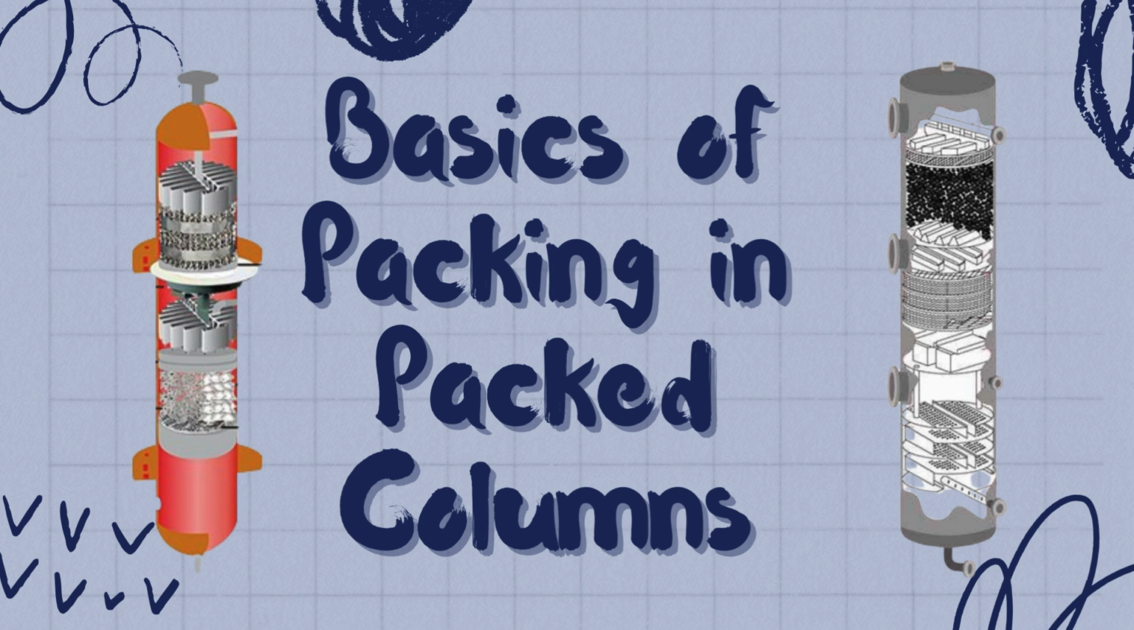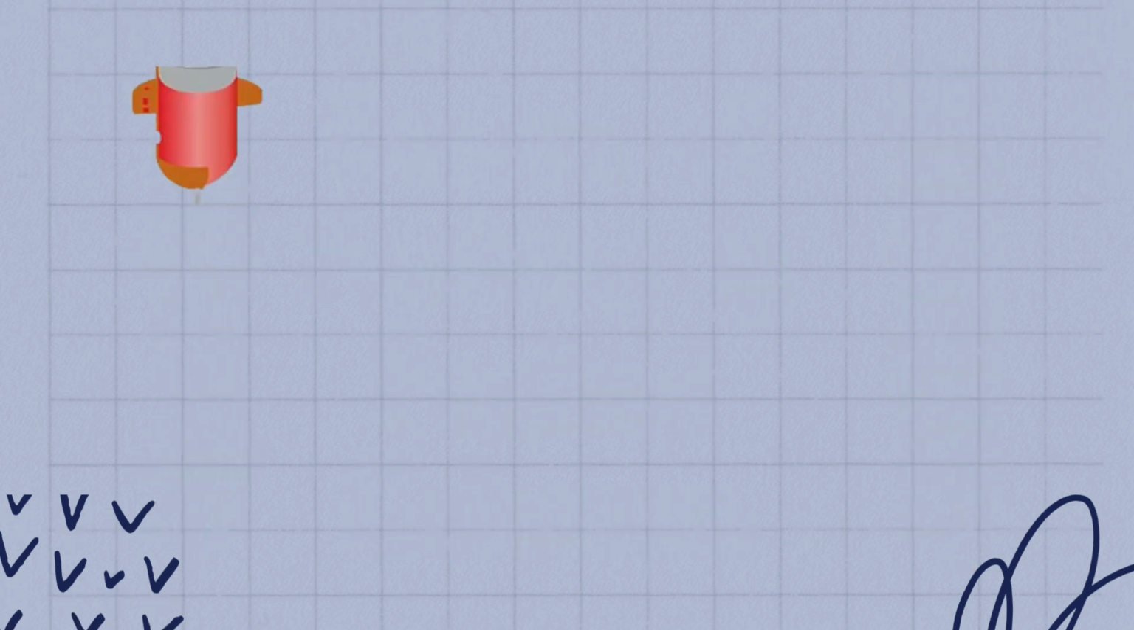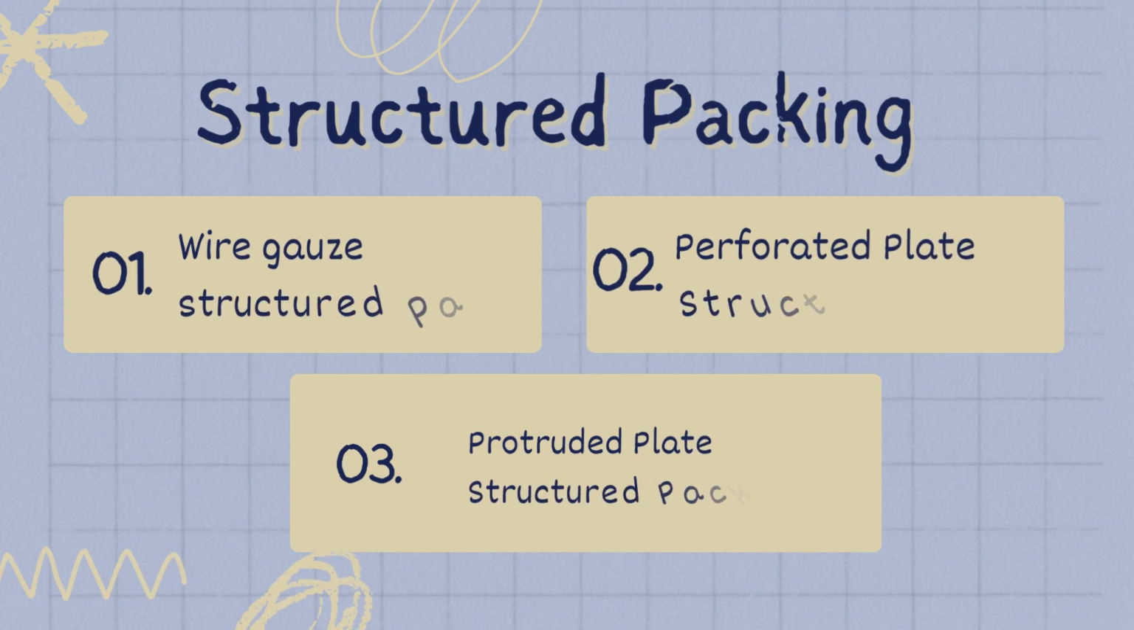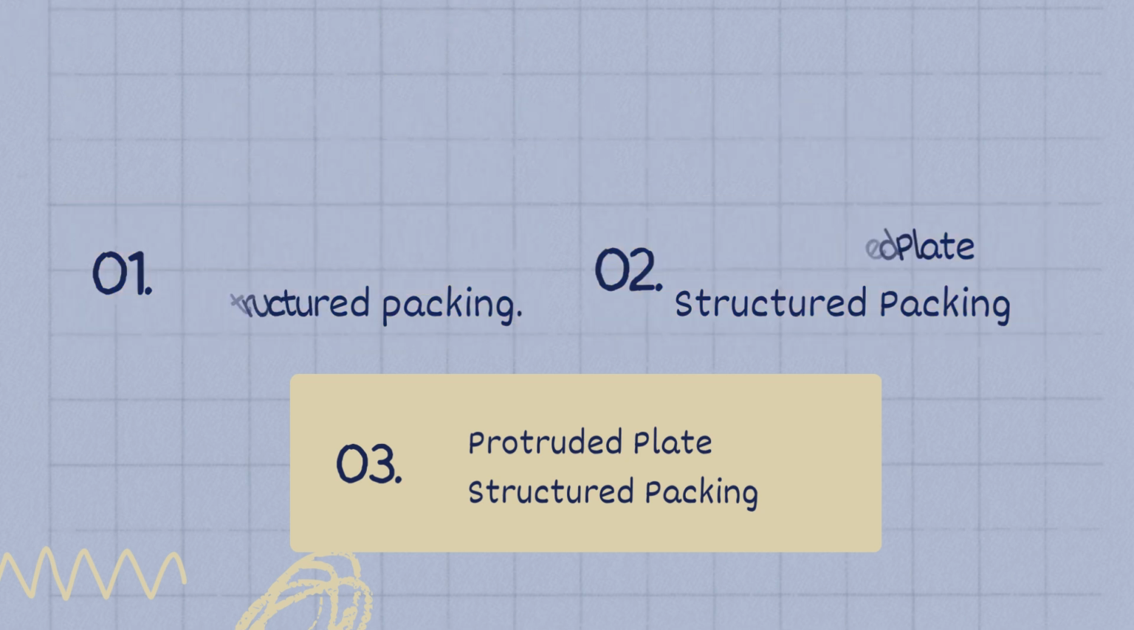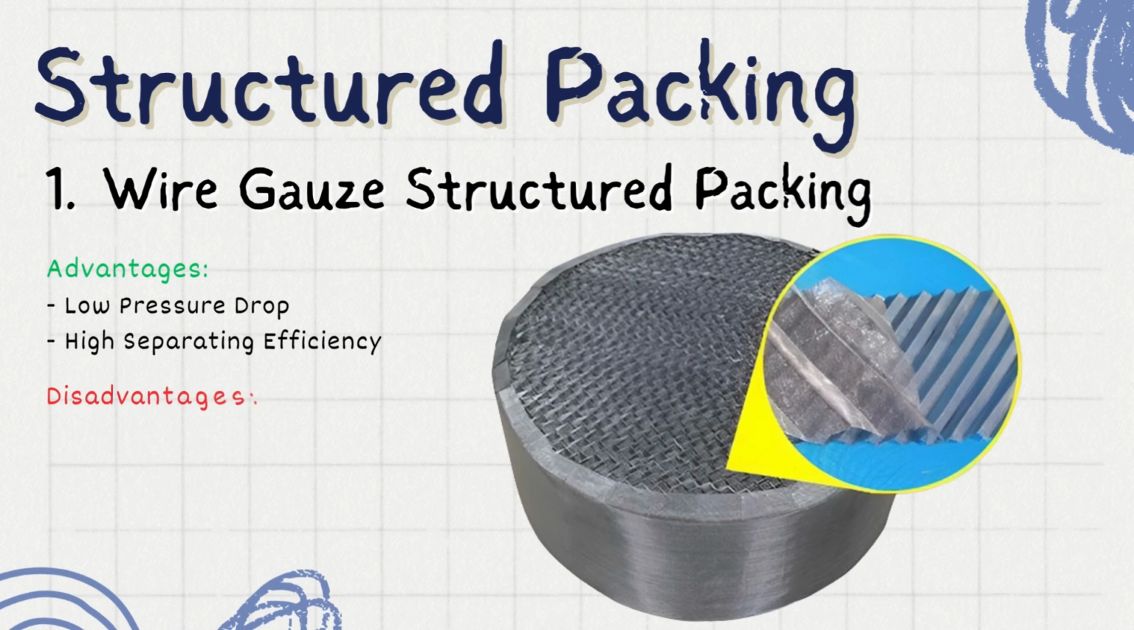Now guys, let's break down the types of structured packing you might encounter. There are three types of structured packing. The first is wire gauze structured packing, the second is perforated plate structured packing, and the third is protruded plate structured packing. So first of all, we will start with the first type, which is wire gauze structured packing.